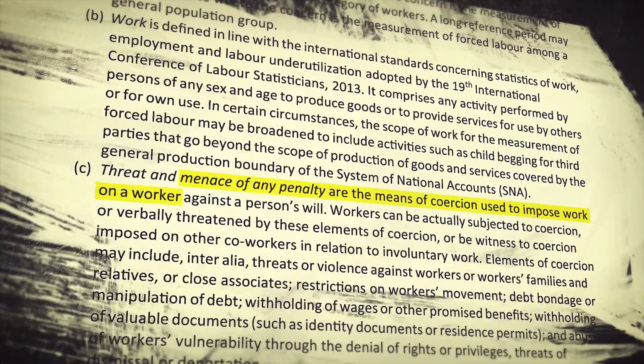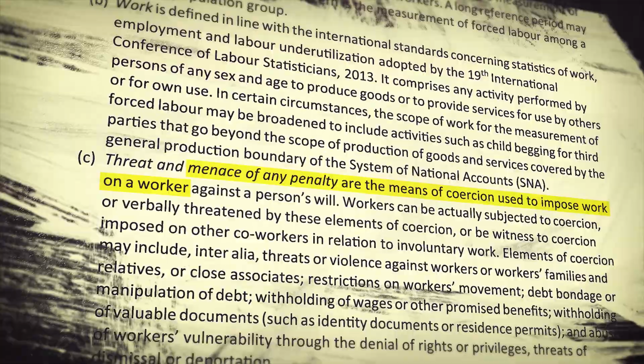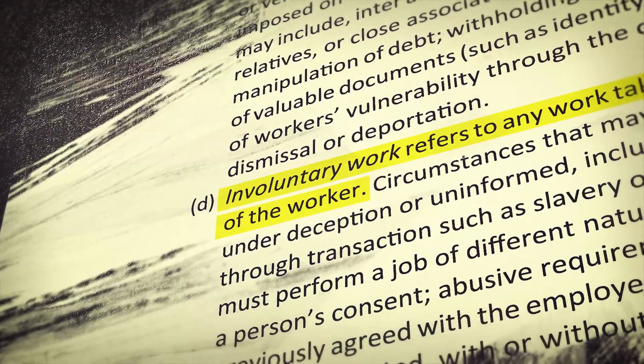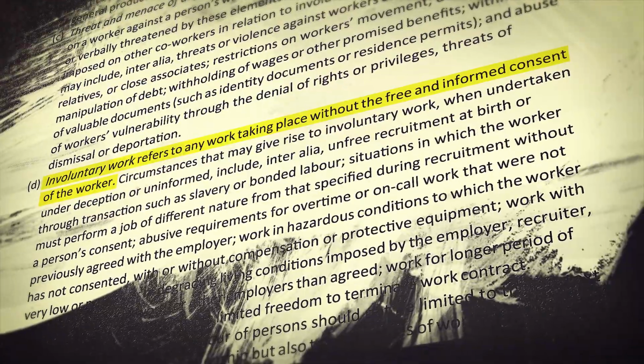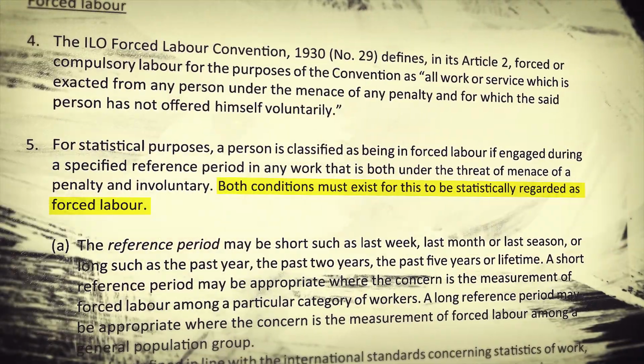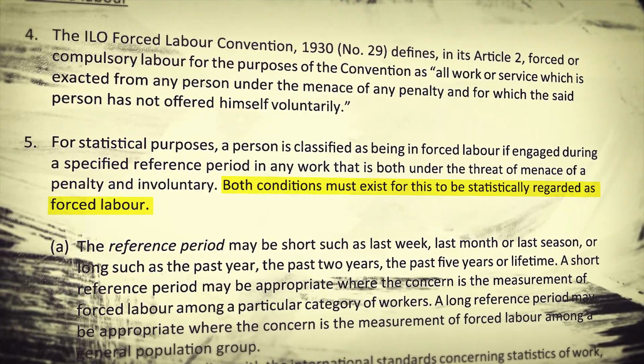Menace of any penalty refers to the means of coercion used to impose work on a worker. Involuntary work refers to any work taking place without the free and informed consent of the worker. Both conditions must exist for a person to be statistically regarded as being in forced labour.